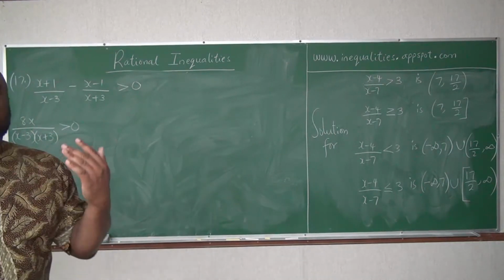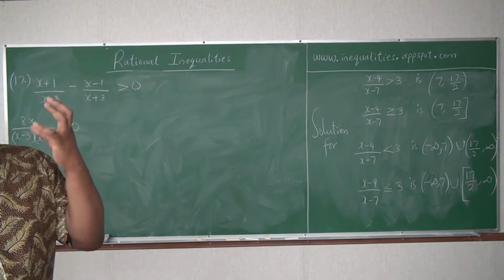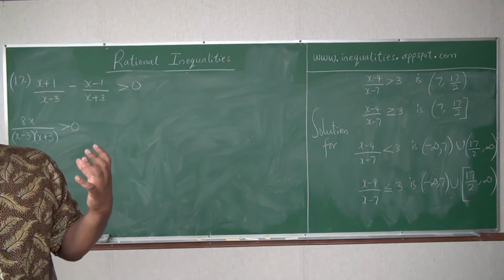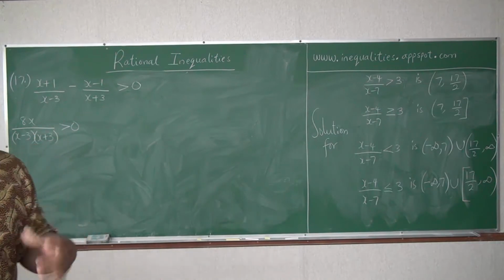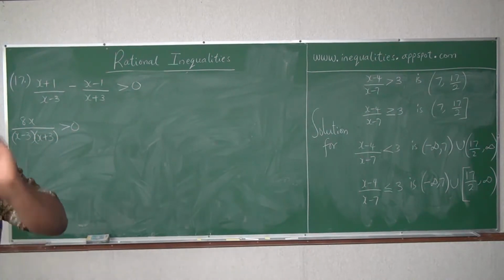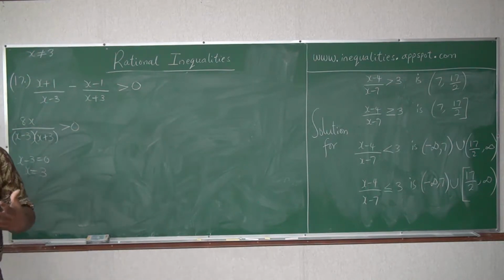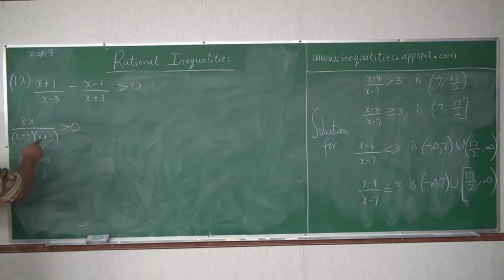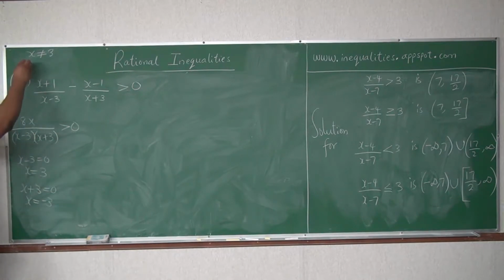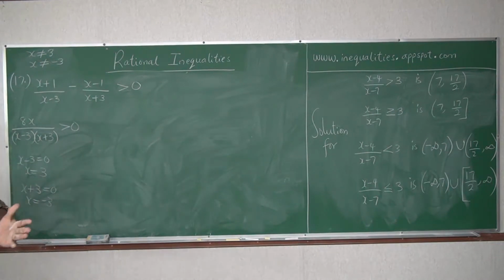Now, I want to get the numbers that will not be in the domain, as well as my test points. But first of all, let's find the numbers that will not be in the domain. So we see here, x minus 3 is 0, x will be 3. So x should not be equal to 3. 3 is not going to be in the domain. Then the next one, x plus 3 is 0, x is negative 3. x should not be equal to negative 3. Negative 3 should not be in the domain.